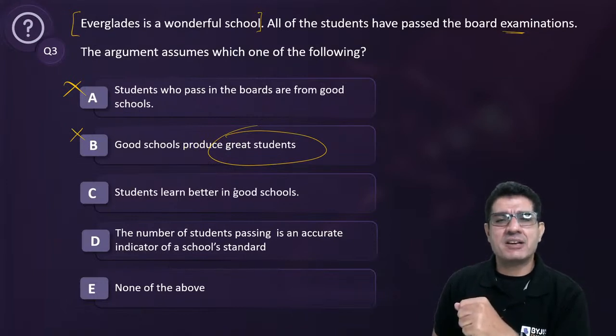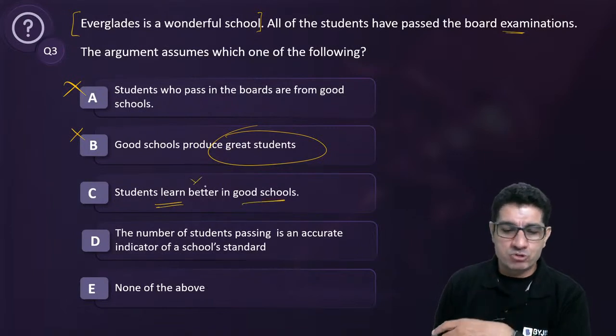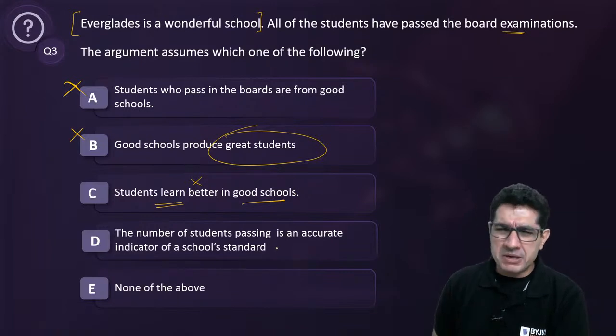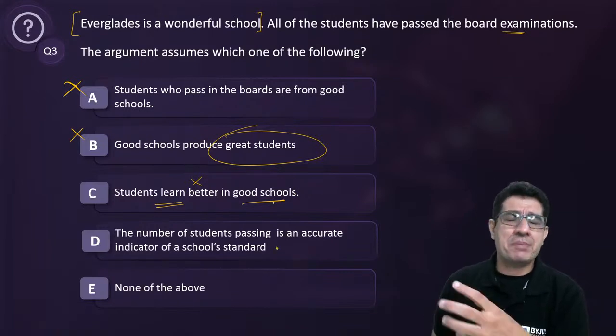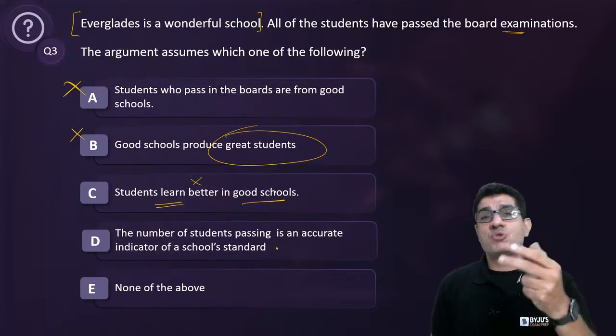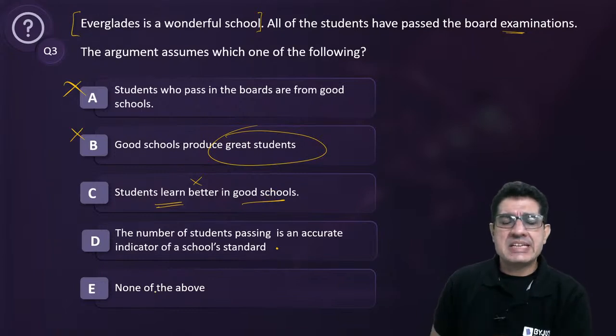Students learn better in good schools. We are not talking about learning in the argument. We are not talking about good schools. Can be ruled out. D, the number of students passing is an accurate indicator of a school's standard. Maybe. I'll be happy if they say that it determines whether a school is wonderful or not. But then E says none of the above.